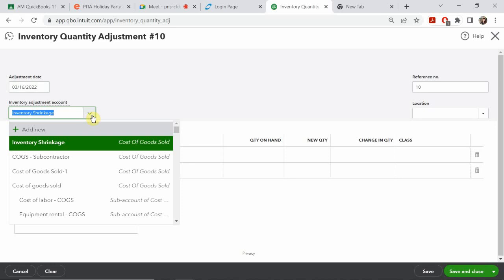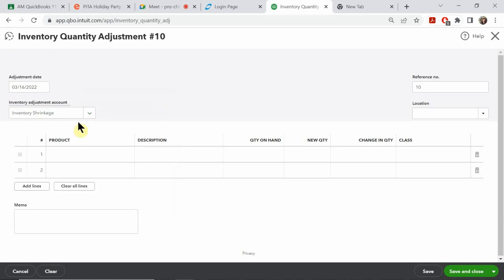Because, again, if you're purchasing inventory, the automatic assumption is you will have the potential of shrinkage. So it should be automatically in there. If it's not, you can just go ahead and quick add it. Okay? So there it is, inventory shrinkage.